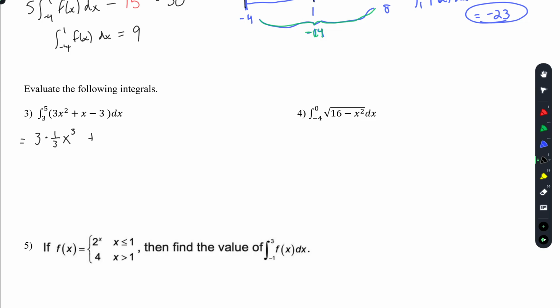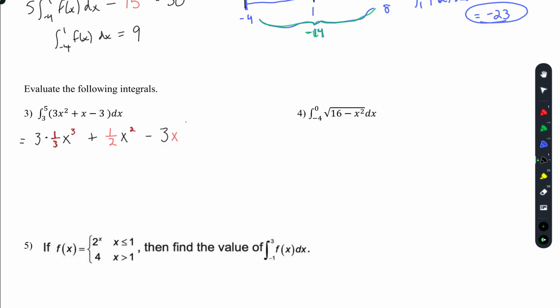Then this one, you would increase the power by 2 and divide by 2. And then minus 3, increase the power by 1, which is kind of weird because it'd just be x then, and then divide by 1, which you don't really do.